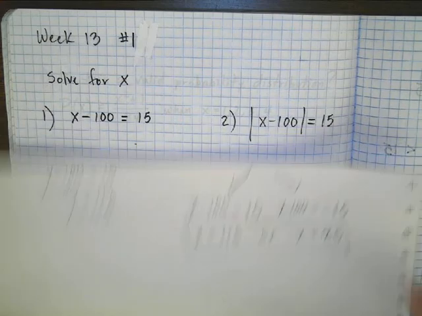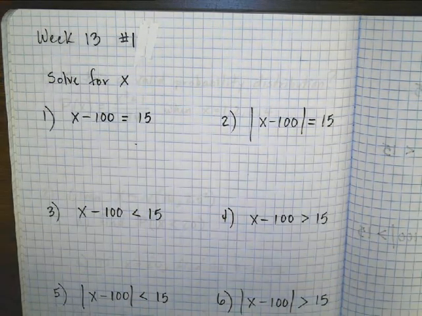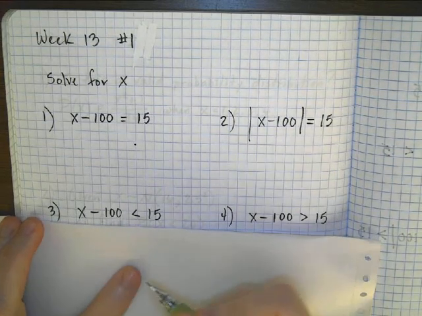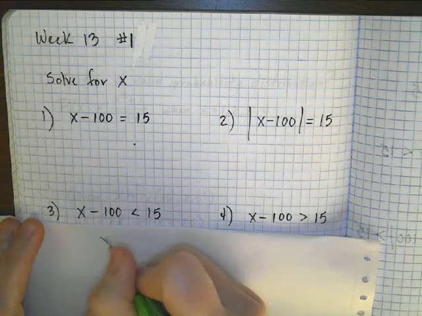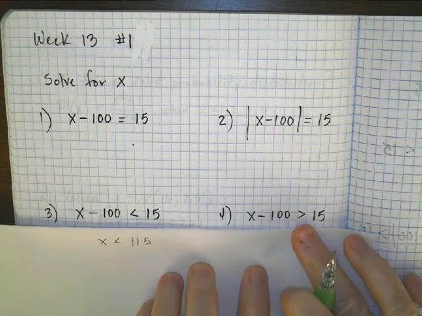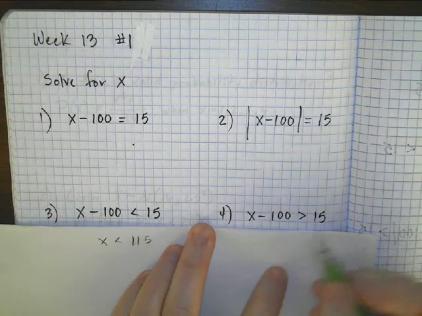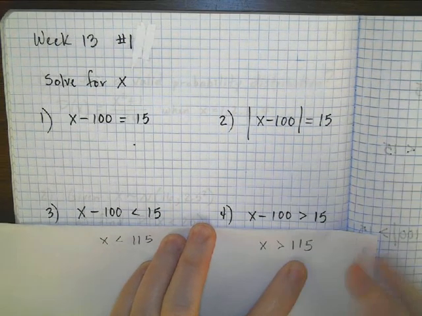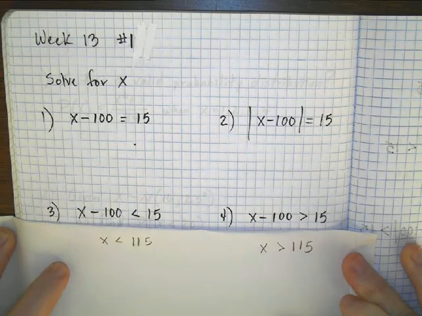All right, problem number 3, inequality. So solve that same way as an equation. Just add 100 to both sides. I get x is less than 115. Okay, does it matter when the inequality switches? No, it sure doesn't. Just add 100 to both sides, and I get x is greater than 115. Okay, so those are pretty straightforward.